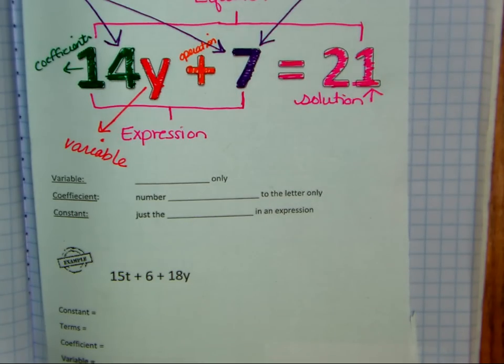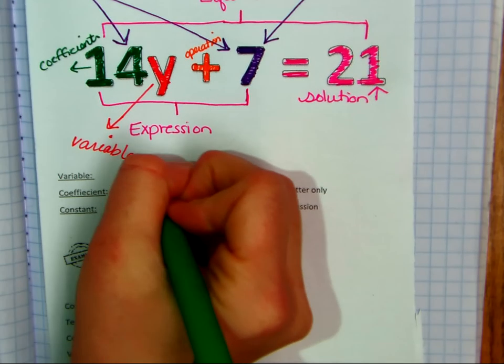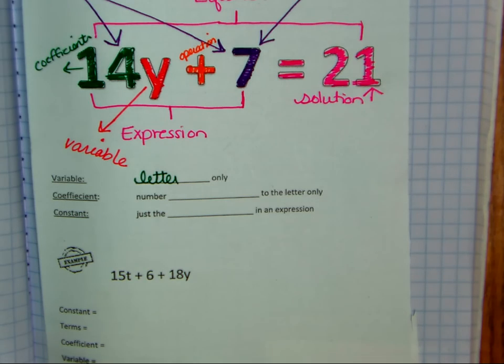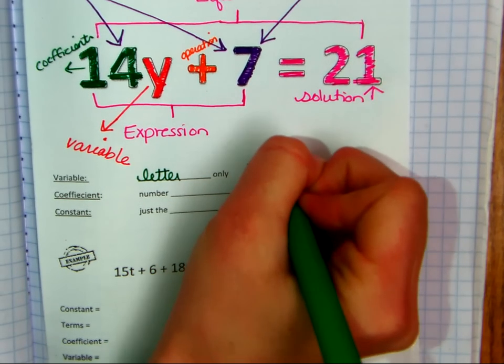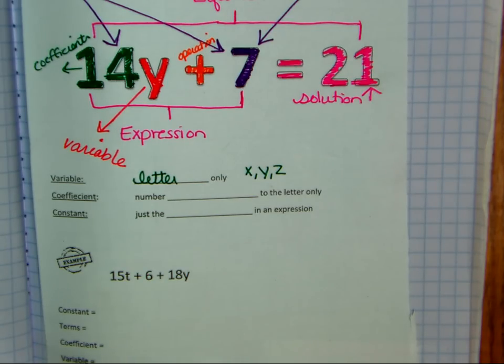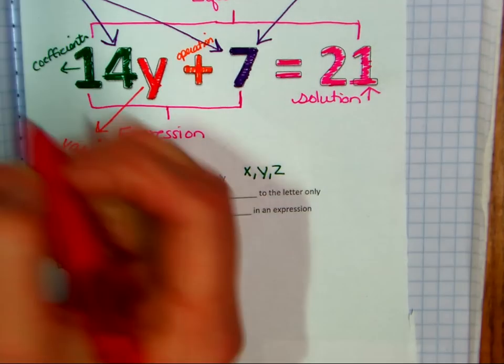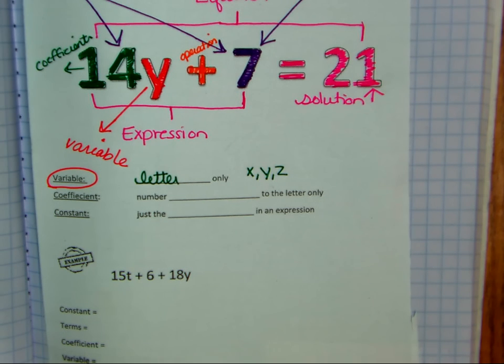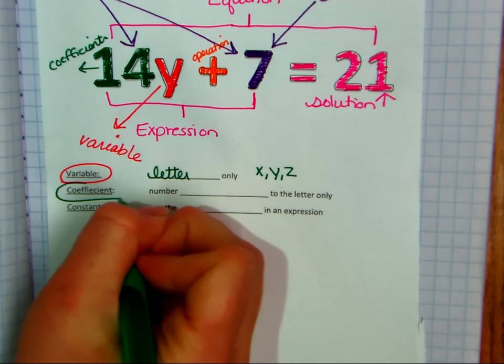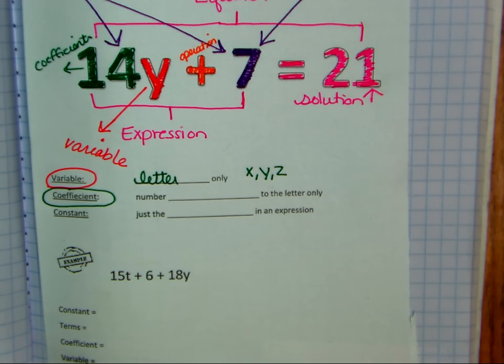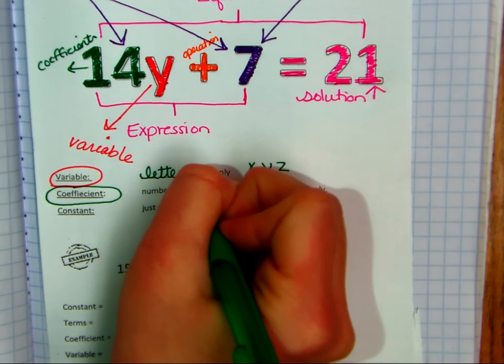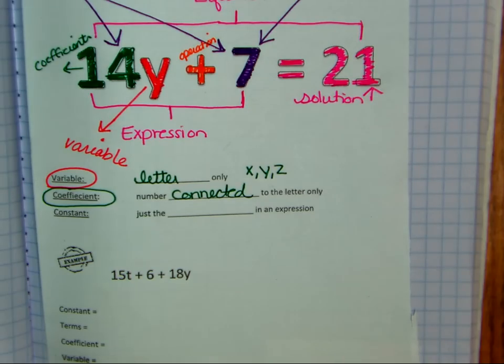Okay, so moving on, a little bit of review. A variable is a letter only. It's just by itself a letter. An example could be X, Y, Z. I'll mark this as the variable in the same color that I used up above. The coefficient, which I had as green up above, is the number connected to the letter only. Up above, it was our number 14 because it was connected to that variable.